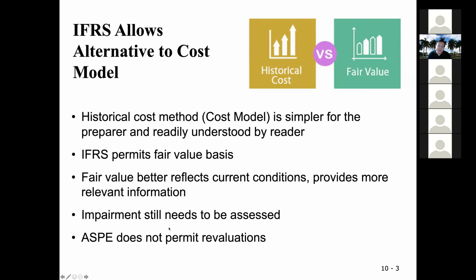However, the impairment needs to be assessed, okay? Fair value may change dramatically, so you have to be able to make an assessment on the change if the value has declined, right? That's called impairment. ASPE, okay, ASPE does not permit revaluation. So the model we are learning today here is only for IFRS. ASPE does not permit revaluation.